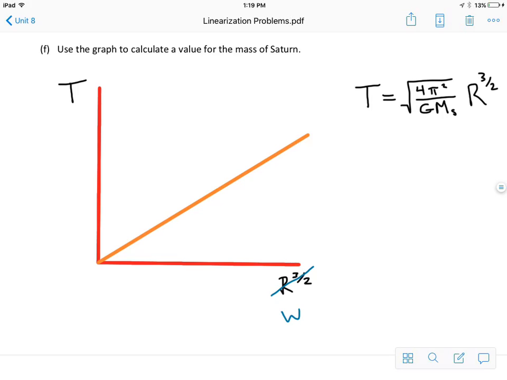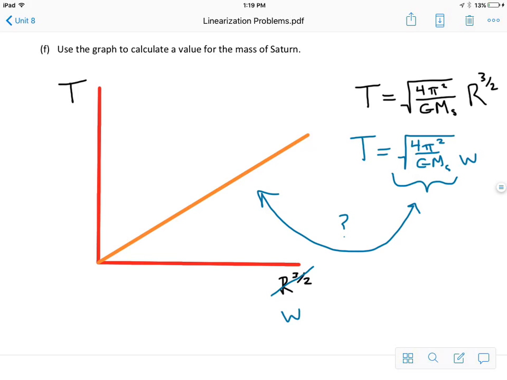Now, if that's tripping you out, here might be a bigger clue. Remember that we called this r to the 3 halves w. So you could almost think of this as t is equal to this times w. And how would this line be related to this formula right here, specifically this constant right here? So that's the big connection that we have to finish up with. And once we finish up with that big connection, then we can use that to calculate the mass of Saturn, which is inside this constant.